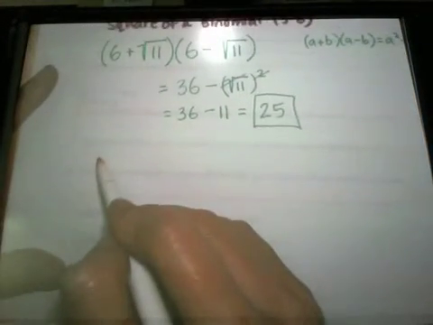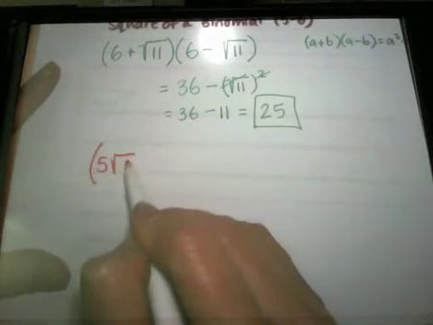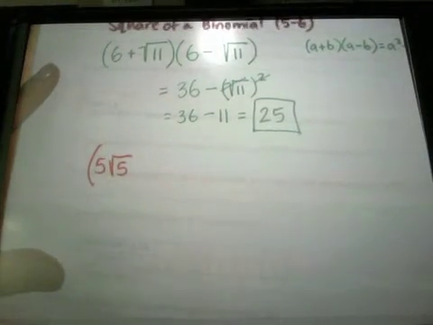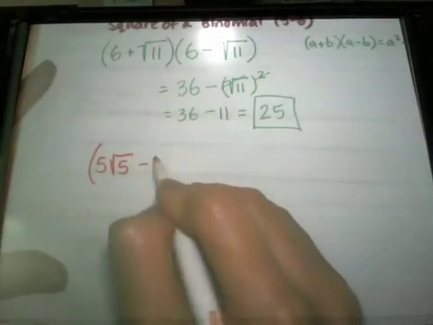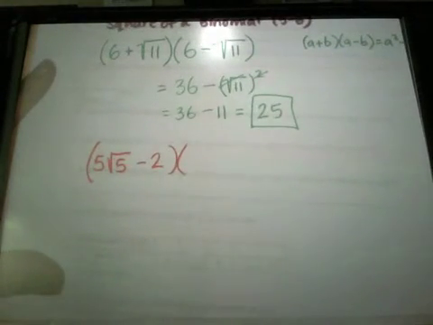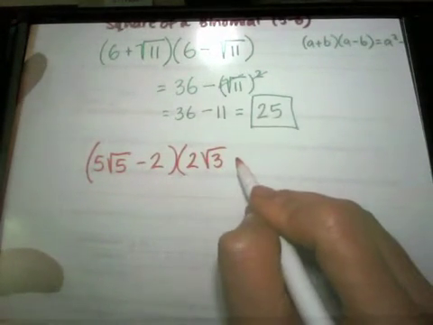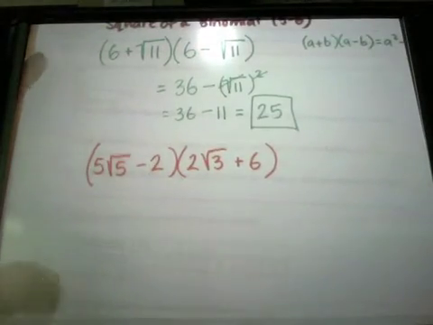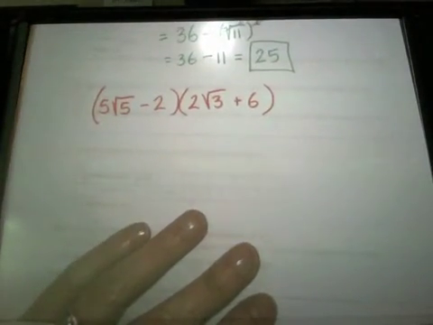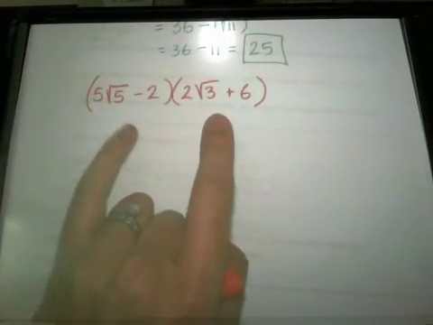All right, so let's say we have 5 times the square root of 5, minus 2, times 2 times the square root of 3 plus 6. I just want to review FOIL, because if you don't recognize the special patterns, you can FOIL it. If you can recognize the special patterns, you may not need to FOIL. But in case you want to know how to FOIL or how to remember how to do it, we'll use this.